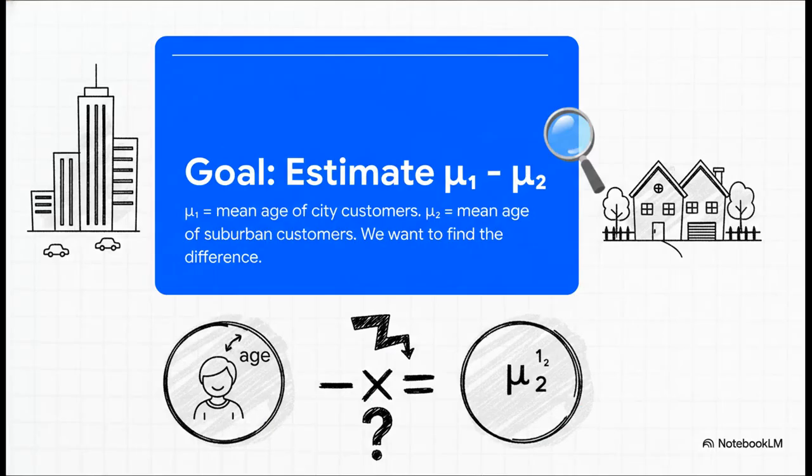Okay, let's make this real with an example. We've got two department stores, one in the inner city, one out in the burbs. What we really want to know is the difference between the true average age of all the city customers, we'll call that mu1, and all the suburban customers, or mu2. Our mission is to figure out the difference between those two.